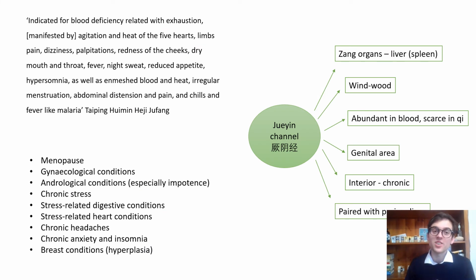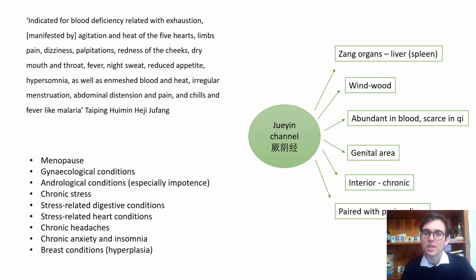Then for Xiao San, if we check the original indication, I really like to check the original indication. I think it's the best way to learn formulas. Never trust anyone else who tells you the indication of a formula. Always go for the original indication first, and then you have your own ideas, and you can consider all the stuff as well. So for Xiao San, it's indicated for blood deficiency related with exhaustion.